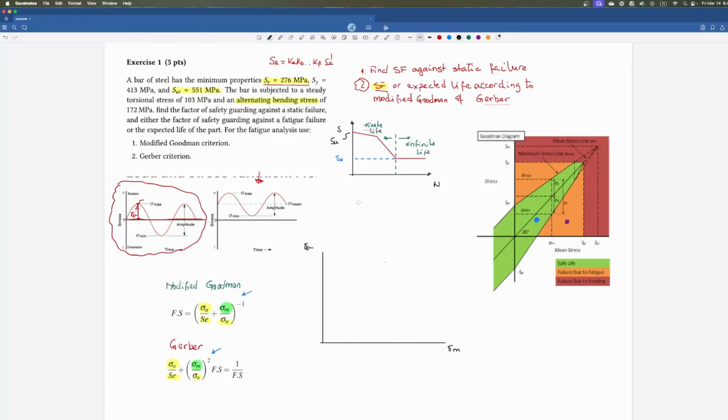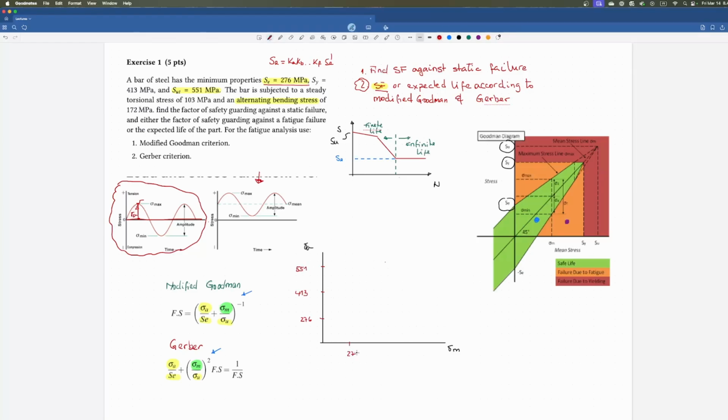Then you have several values that are represented here. You have the endurance limit, yield strength, and ultimate strength. So what you do, you write them. I'm going to omit the units. All of them are in megapascals. So this is the endurance limit, which is 276. Then we have the yield strength, which is 413, and then we have the ultimate strength, which is 551. And the same thing repeats here.